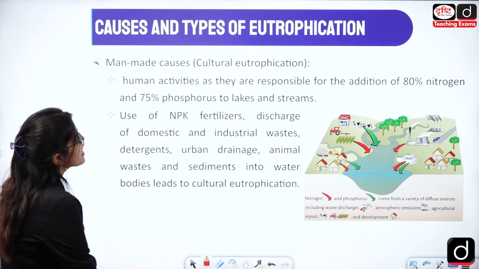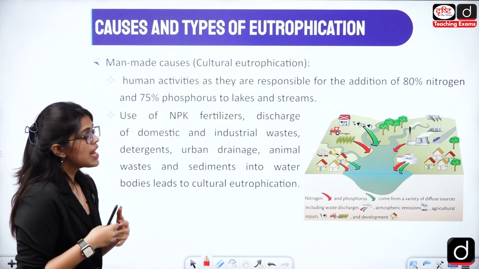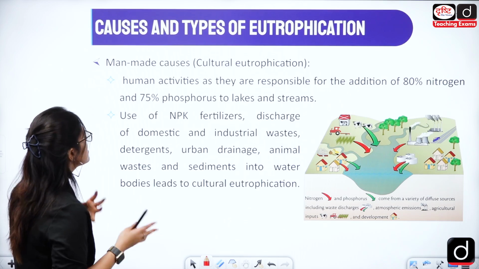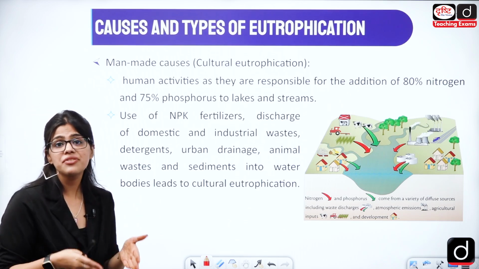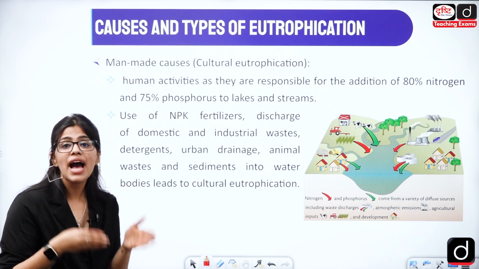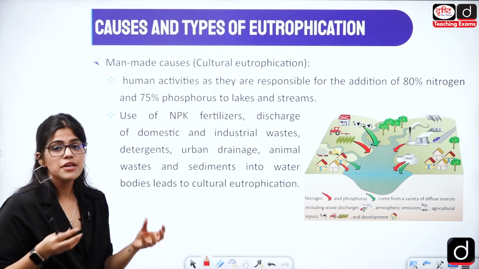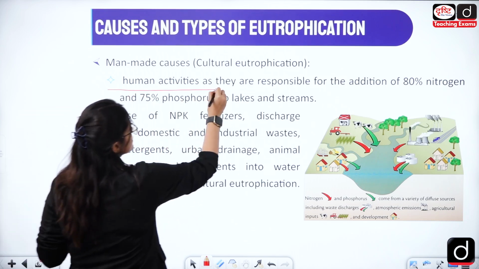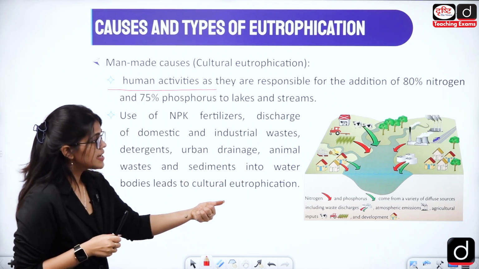So this is called cultural eutrophication. Human activities are responsible, as you see that about 80% of nitrogen and 75% of phosphorus are added into lakes and streams because of households and factories, and they are called human activities. So because of human activities, the lake can become unfit. You can look at this picture and the things will be very clear.